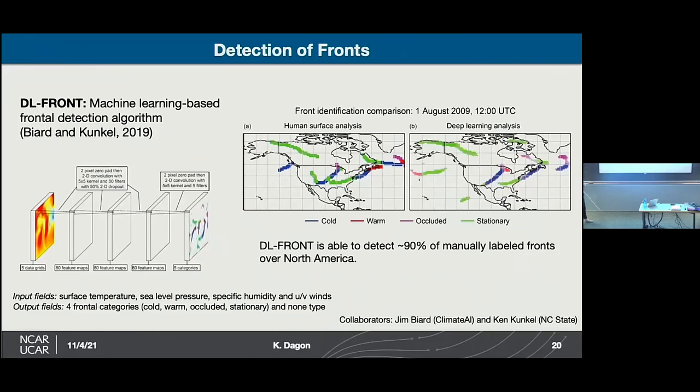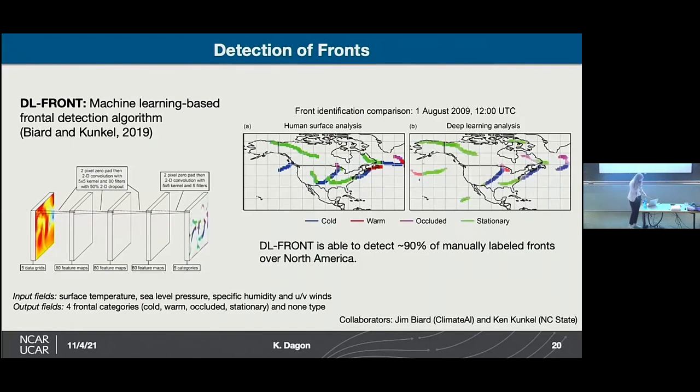So there's a couple important things there. One is that there is a data set that exists through the National Weather Service that has human labeled fronts. Without that, it would be a lot more difficult to have trained their model. The other important caveat is that we are now limiting our spatial domain to North America, just because that's where the labeled data exists. So you'll see that on the next couple of slides.